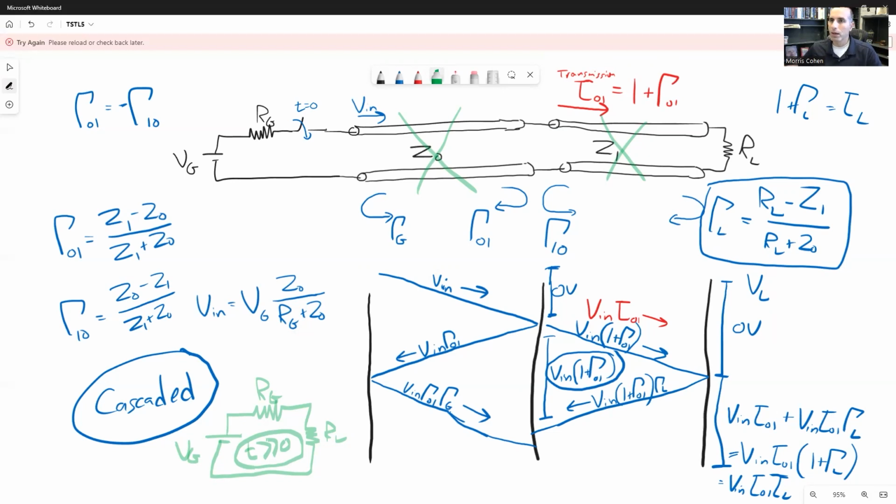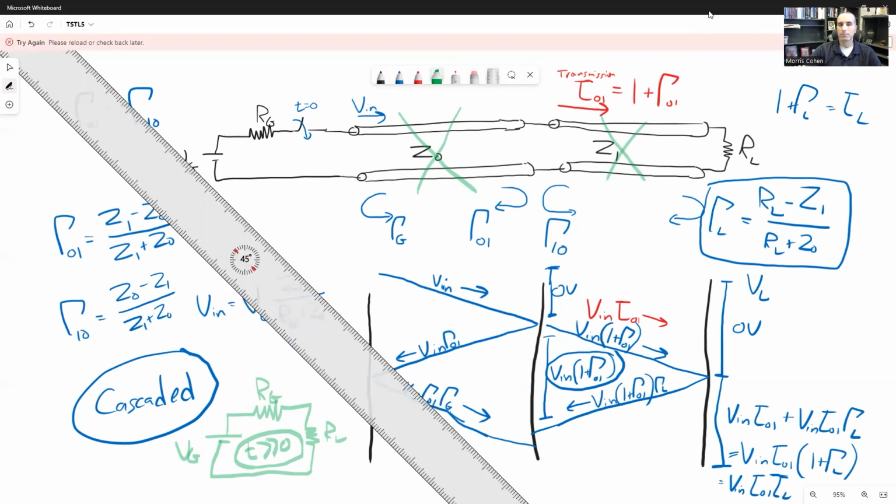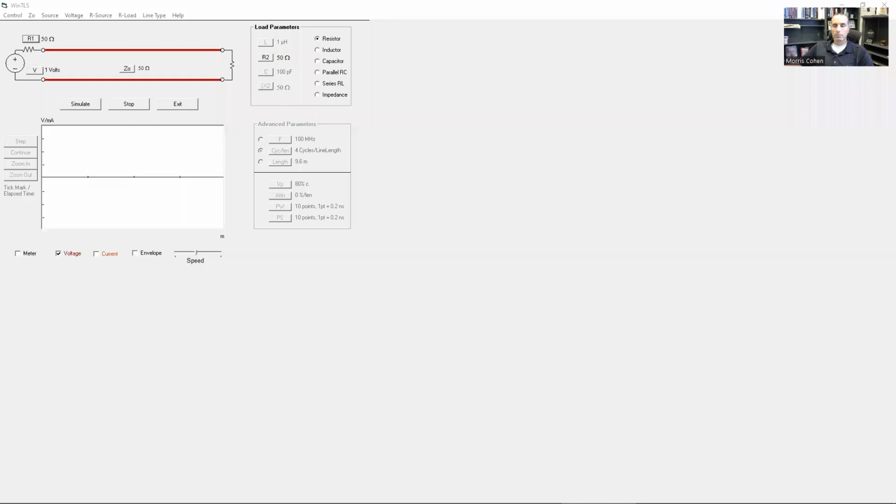In the next couple of video portions, we're going to talk about transmission lines that split into two, and we'll call that fan-out lines. Before I move on to the next video, I would like to show a simulation or visualization of this cascaded line with this WinTLS software.